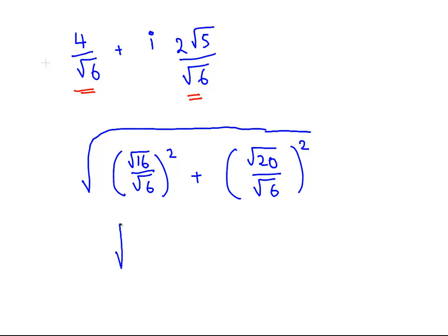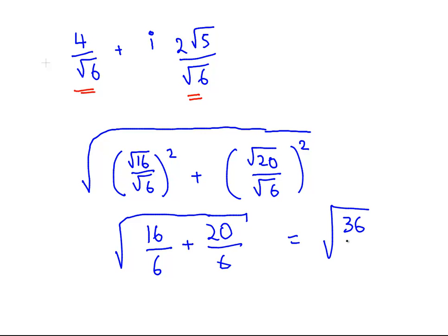So when we square them out, we get 16 over 6 plus 20 over 6. So we get the square root of 16 over 6 plus 20 over 6. That's the square root of 36 over 6, and 36 over 6 is 6. So essentially, the modulus is the square root of 6. Okay. Now, what's the argument?